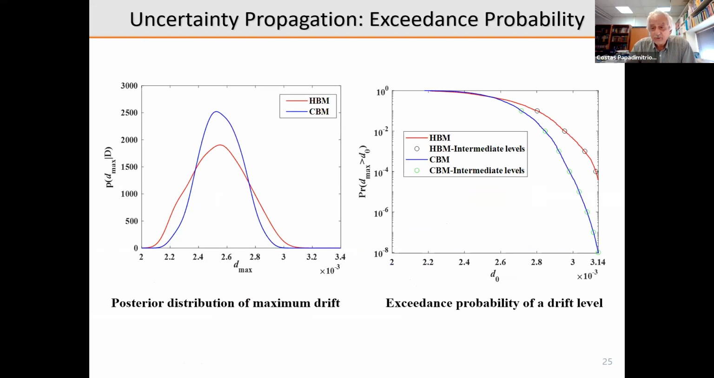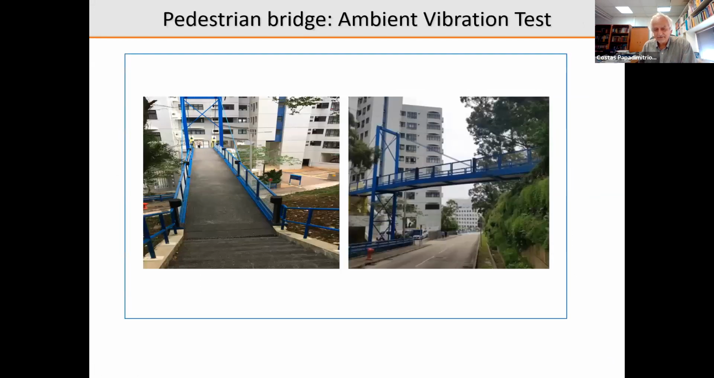Now we try to propagate uncertainty to find the posterior distribution of the maximum interstory drift, with completely different results in the left figure, or to the exceedance probability given a drift level, and you get orders of magnitude differences in those predictions from the two frameworks.